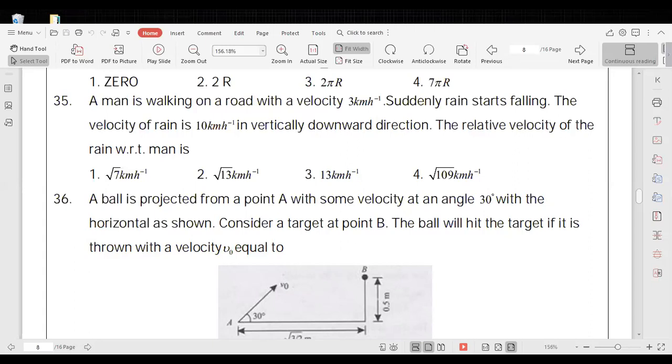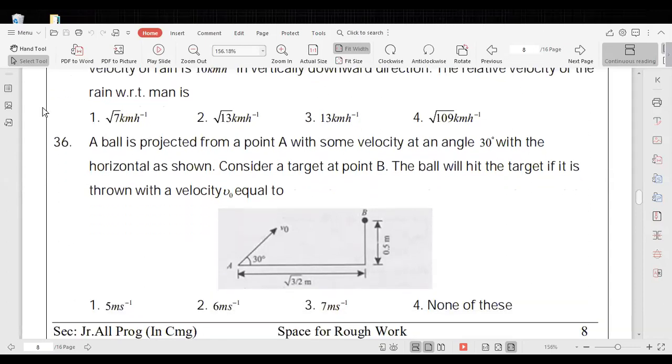So this is equal to 10 squared plus 3 squared, that means root 109. As we have substituted in kilometer per hour, the velocity of rain with respect to man is root 109 kilometer per hour. Direct problem, no? Same problem. Previously I said the same problem, how we can find Vrm. Still you are asking. Okay, next, 36.